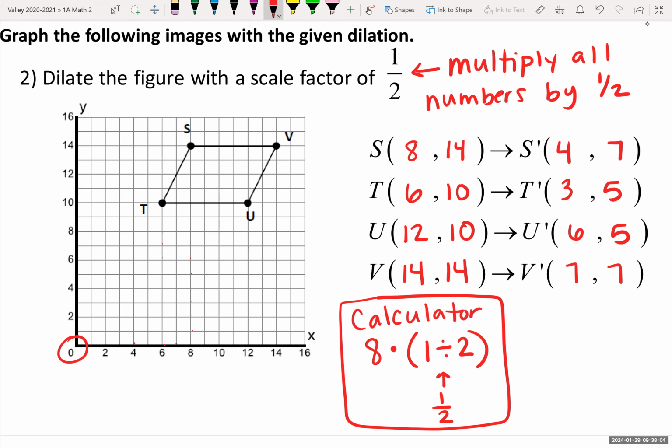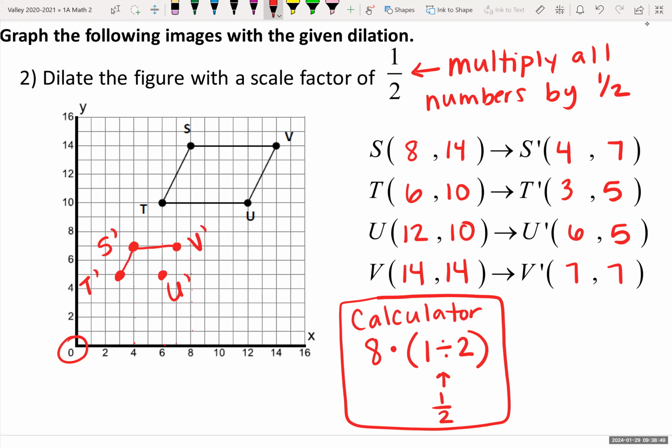So 4, 7, right and up. Right 4, up 7. And just count. Right 4, up 7. And that is S prime. Label your points. Make sure you put S prime. T is 3, 5. Label, and make sure you're labeling them with the right letters as you do this. U is 6, 5. And then V is 7, 7. V prime. Make sure you put a prime on all of them because that's the new one.